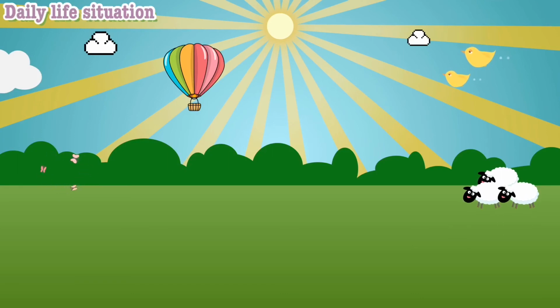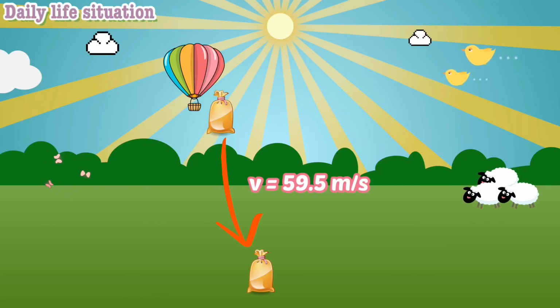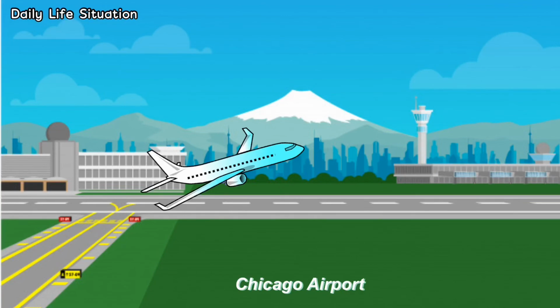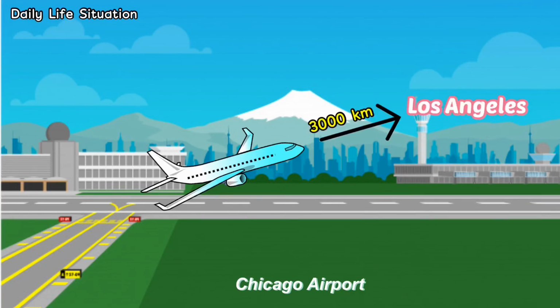Next, the use of velocity in real life. A hot air balloon rises from ground level at a constant velocity of 3.0 meters per second. 1 minute after liftoff, a sandbag is dropped accidentally from the balloon. The sandbag takes 6.73 seconds to reach the ground. Therefore, the velocity of the sandbag is 59.5 meters per second.